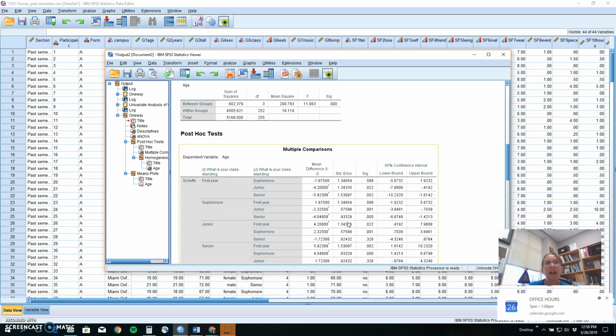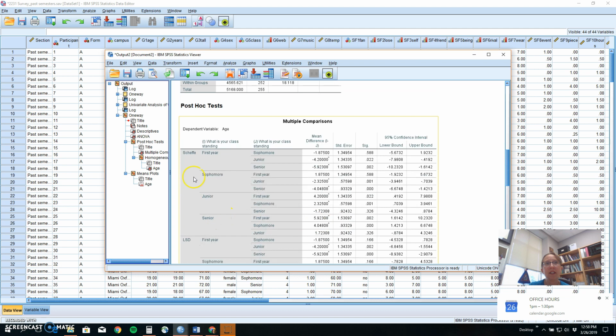If we look at the two post-hoc tests, it gives us the result of the Scheffé test first, where it compares each group, starting with first years, to every other group: sophomores, juniors, and seniors. In this case, each pair is like an independent samples t-test and tells us, is this group different from that one? And we look at our significance level to tell if it's meaningful.